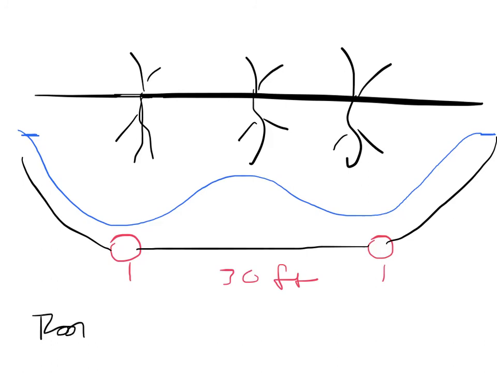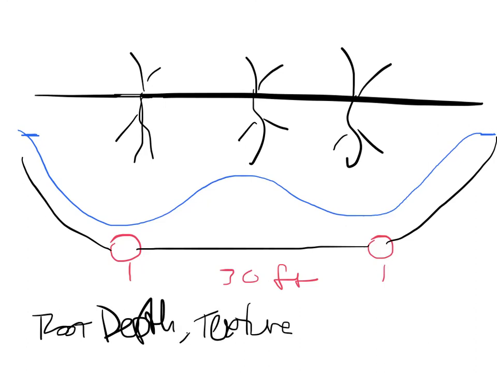So root depth, texture of the soil. Okay, these things will make a difference too. Let's see, water table height. Okay, these sorts of things are the calculations that we use, or the inputs we use to determine what the spacing and the depth of our tile drainage will be in a particular area.